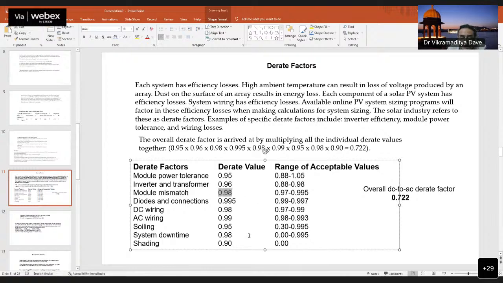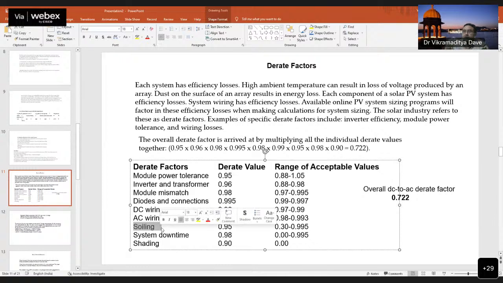दीज आर ऑल इनएफिशिएंसीज. Diode connection, but generally their drop is very less, so we generally take 0.995. Then DC cables are being used to supply from PV array to inverter. They also have a derating factor of 0.98. AC wiring is being used from inverter output to the grid. That factor is 0.99.